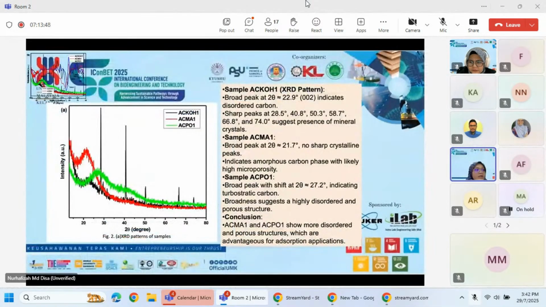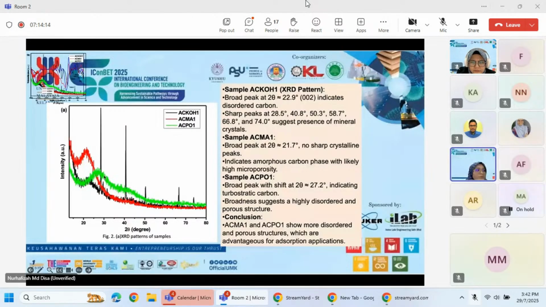This figure shows the XRD patterns of ACKOH1, ACMA1, and ACPO1. As you can see here, all of these samples exhibit a broad peak at 002, 2 theta at 22.9 something, which is ascribed to the characteristic of disordered carbon structures.